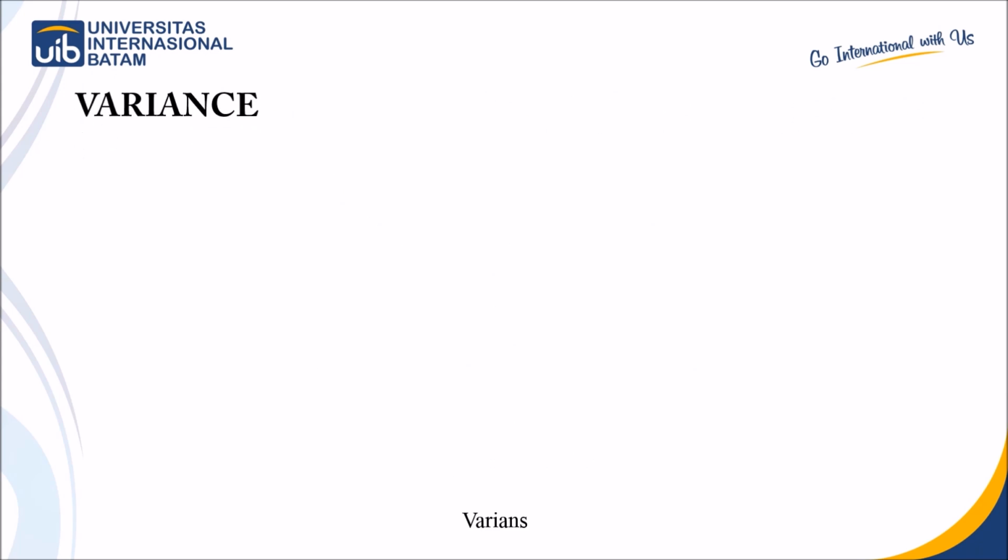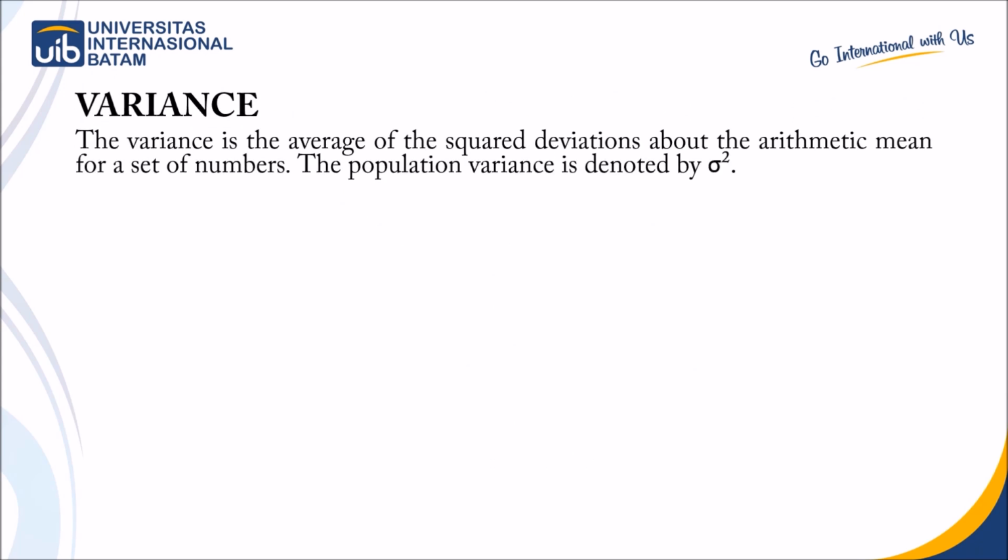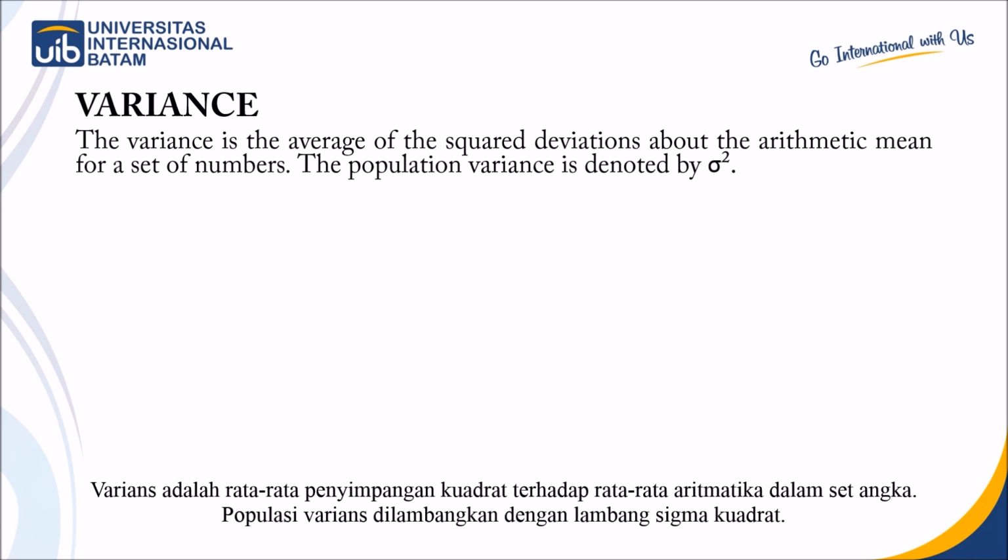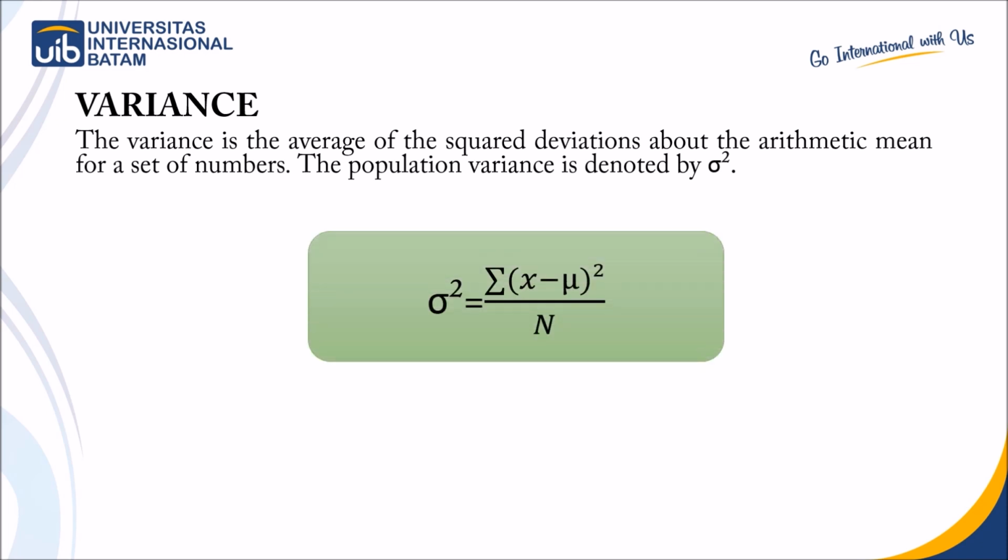Variance. The variance is the average of the squared deviation about the arithmetic mean for a set of numbers. The population variance is denoted by sigma squared. This is the formula of variance, where sigma squared is population variance, x is data, mu is the mean, and n is total data.